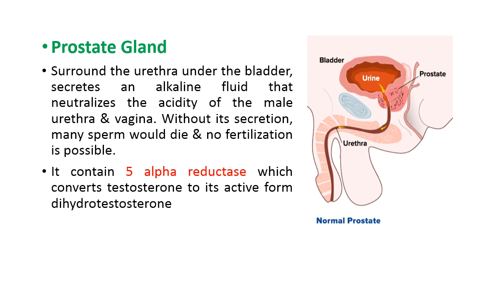The prostate contains 5-alpha reductase, which converts testosterone to its active form, which is dihydrotestosterone.